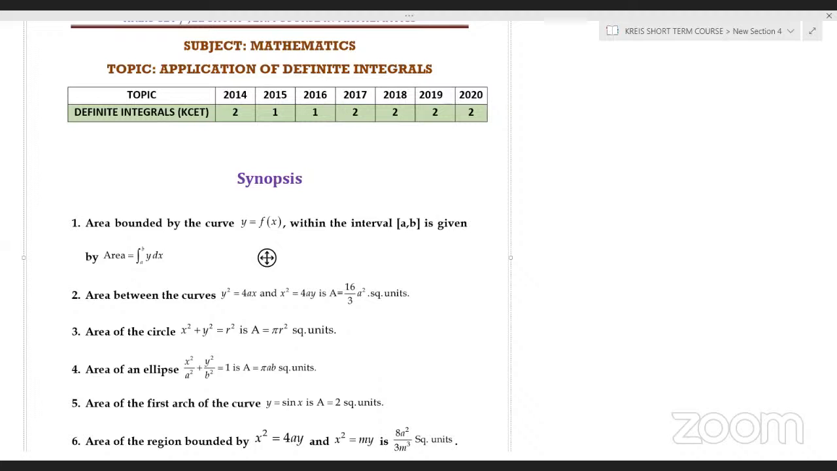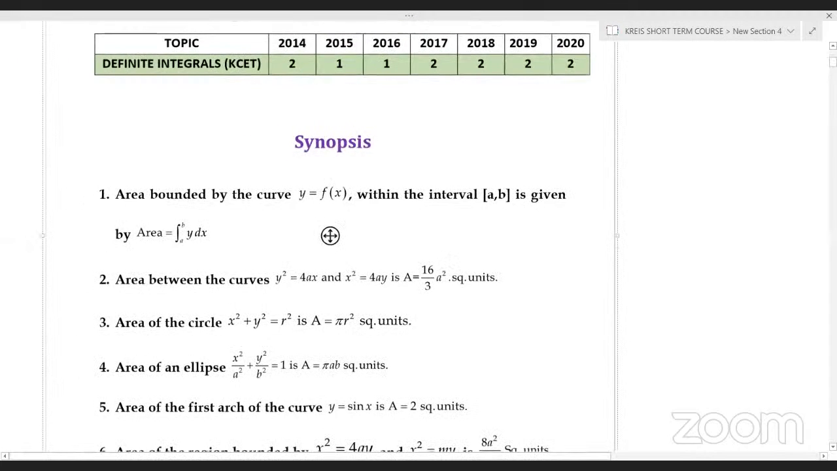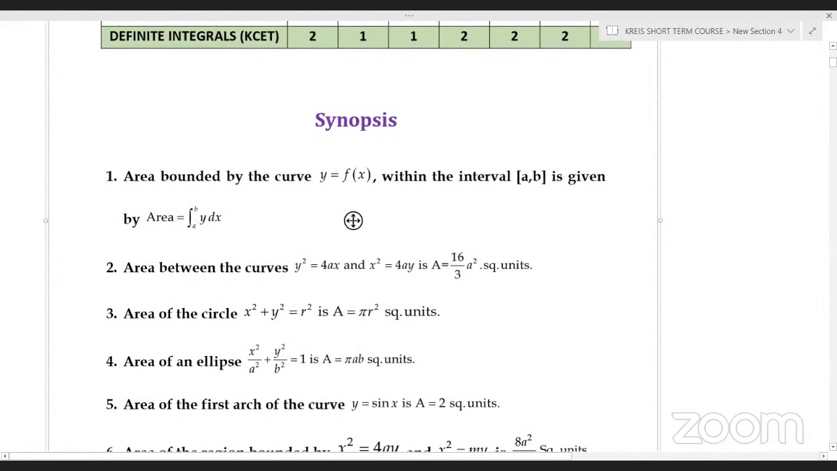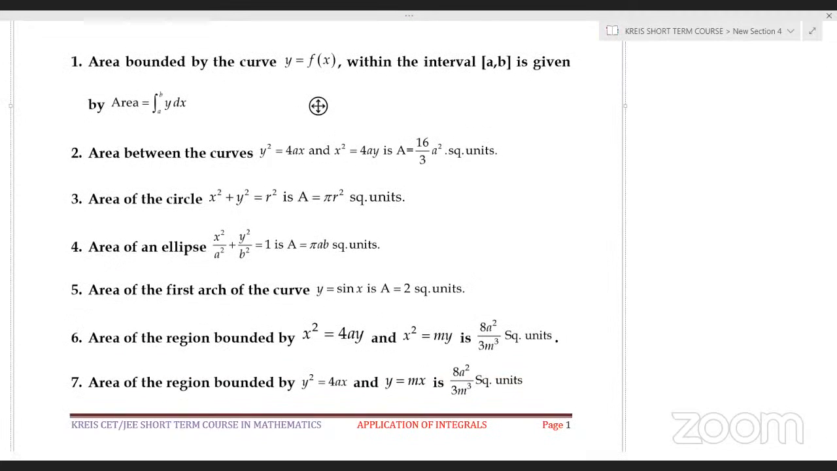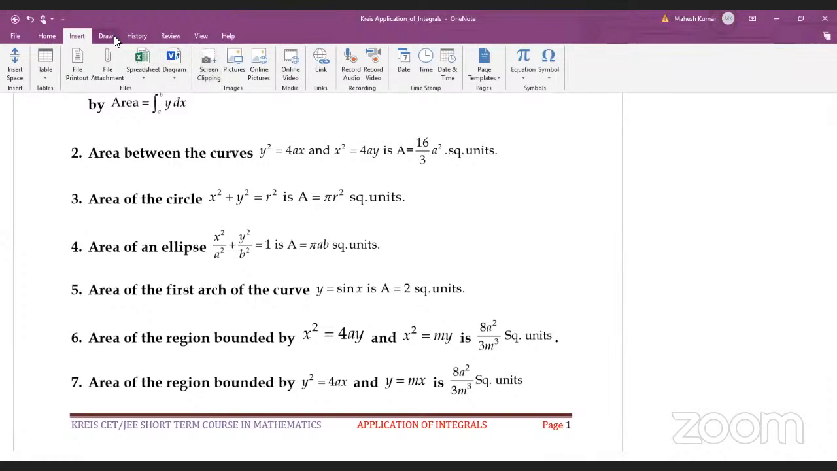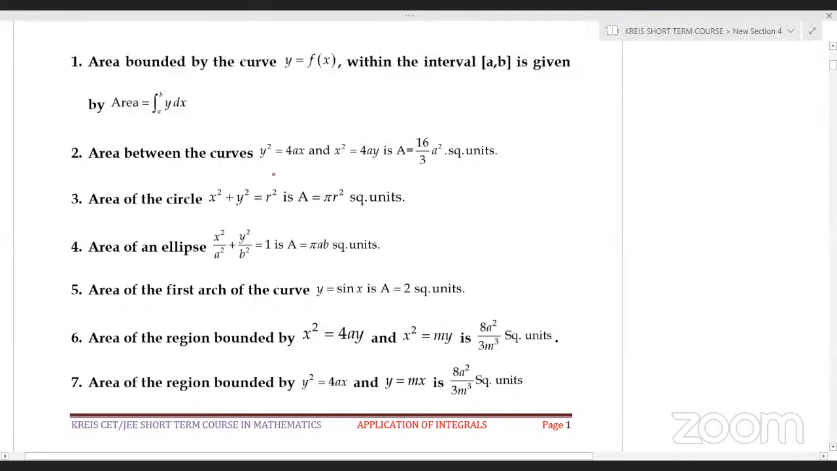So synopsis ಅಲ್ಲಿ already formulas ಎಲ್ಲ ಓದ್ಕೊಂಡಿದ್ದೀರಾ. Area bounded by the curve y is equal to f of x in the interval a to b is given by integral from a to b y dx ಅಂತ ಬರೀತೀವಿ. Area between the curves, so those shortcut results I'll tell you afterwards. Area between the curve y squared is equal to 4ax and x square is equal to 4ay, ನೋಡಿ ಇಲ್ಲಿ area between two parabolas is always given by 16 by 3 a square. So if you remember certain results, it is very useful.